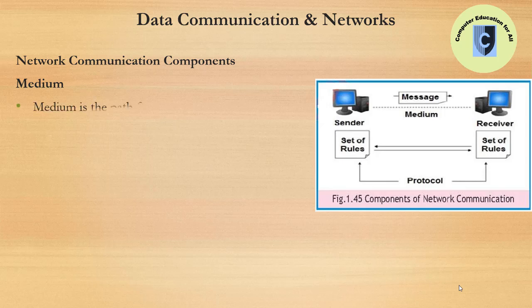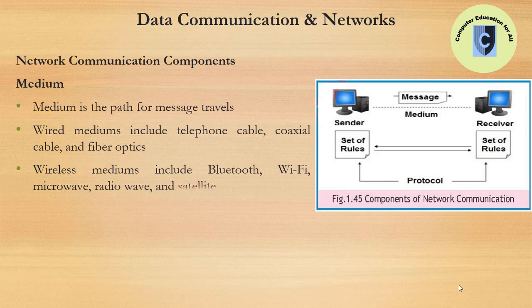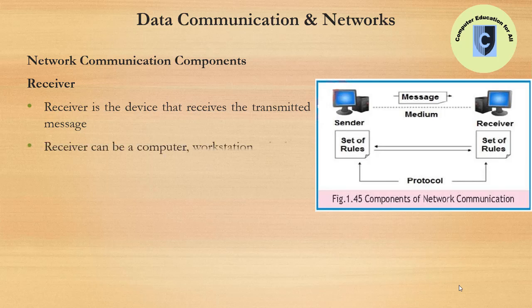Medium. Medium is the path through which message travels from source to destination. A medium can be wired, for example, telephone cable, coaxial cable, and fiber optics. It can also be wireless, for example, Bluetooth, Wi-Fi, microwave, radio wave, and satellite. Receiver. Receiver is the device which receives the transmitted message. It can be a computer, workstation, telephone handset, or television set.